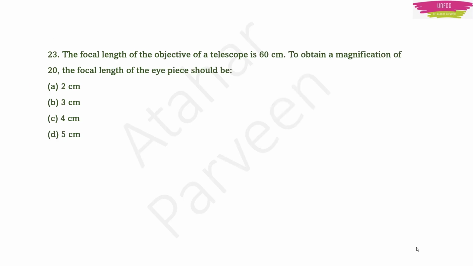Next question. The focal length of the objective of a telescope is 60 cm. To obtain a magnification of 20, the focal length of the eyepiece should be. We know that the magnification is equal to f0 upon fe, right? Means focal length of objective lens over the focal length of eyepiece lens. Substitute the values, you will get the right option. Option B should be the right answer, 3 cm.